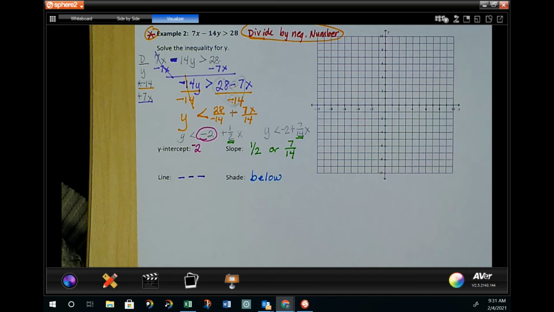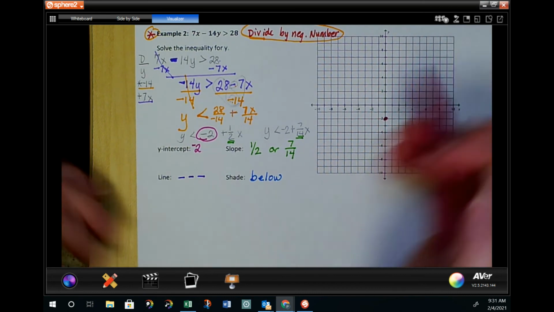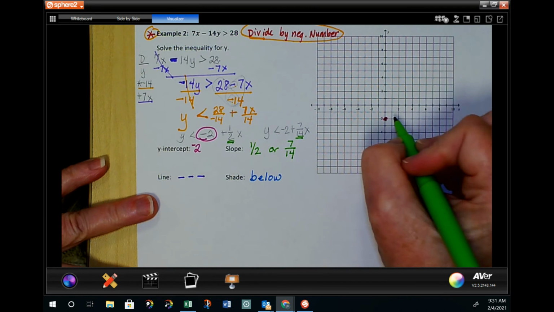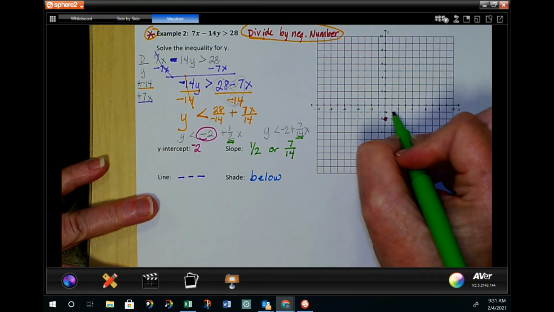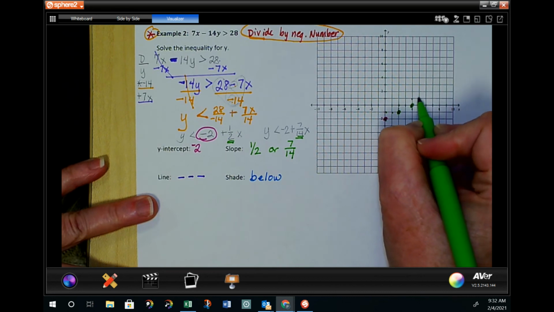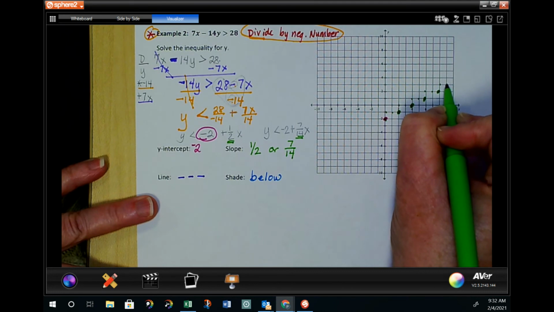So now we're going to graph our y-intercept. Our y-intercept is negative 2. And then we're going to use slope to find our answer. So I'm going to go up 1 over 2. Up 1, to the right 2. Up 1, to the right 2, and keep repeating that.